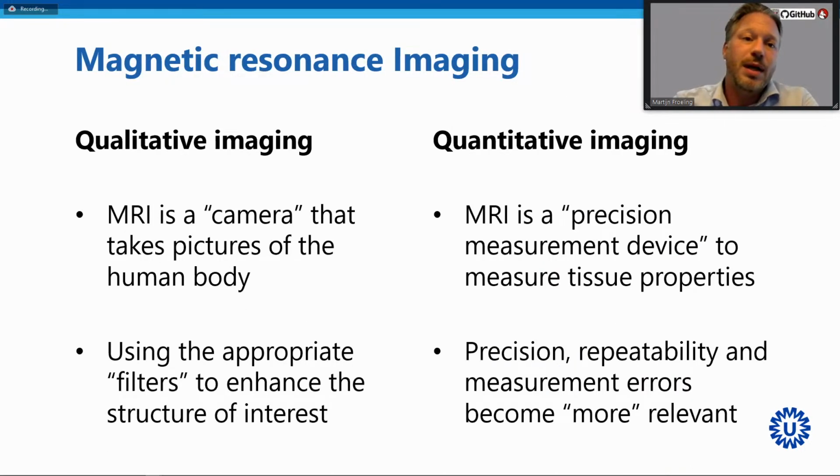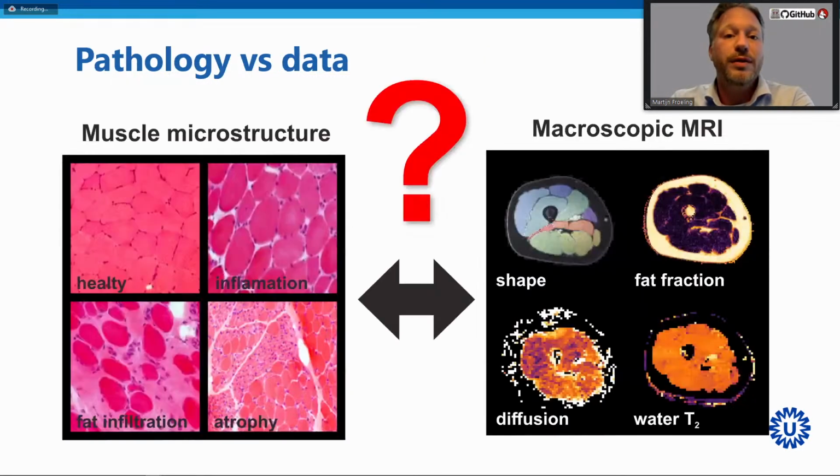And in MRI, we can actually do 2 kinds of imaging. Qualitative imaging is taking a picture of the body, and then we can enhance certain structures by using different settings. But I'm focusing more on quantitative imaging. There, the MRI machine is more like a precision measurement device that you actually want to measure tissue properties with. And then all kinds of modeling and precision and repeatability become more relevant.